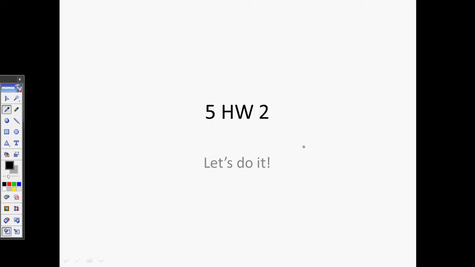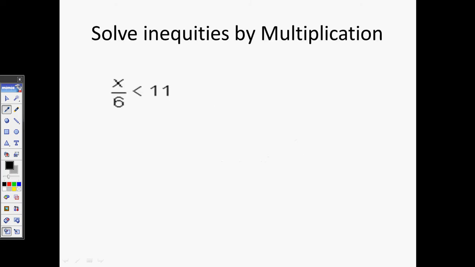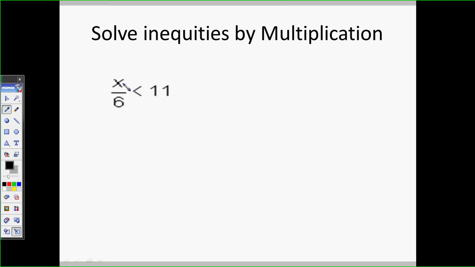Okay, this is the demo video for 5 homework 2, and we're going to continue solving inequalities, but this time we're going to solve by multiplication and division. So here I have x is being divided by 6 is less than 11, so since x is being divided by 6, I want to multiply each side times 6.